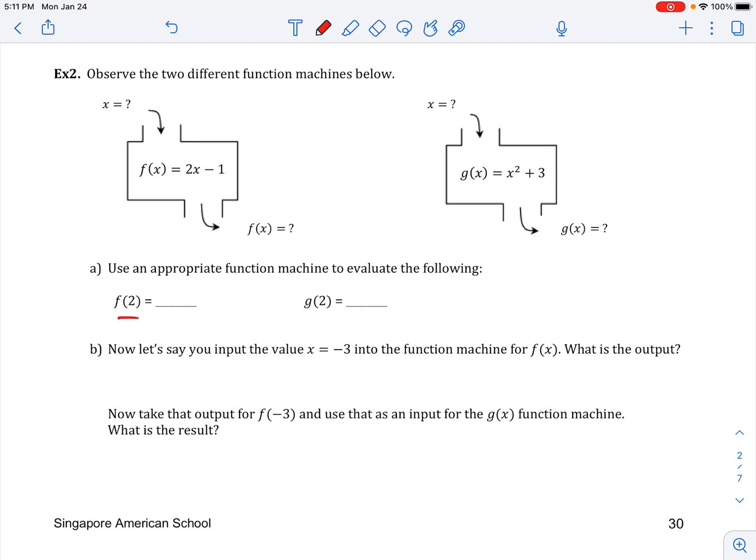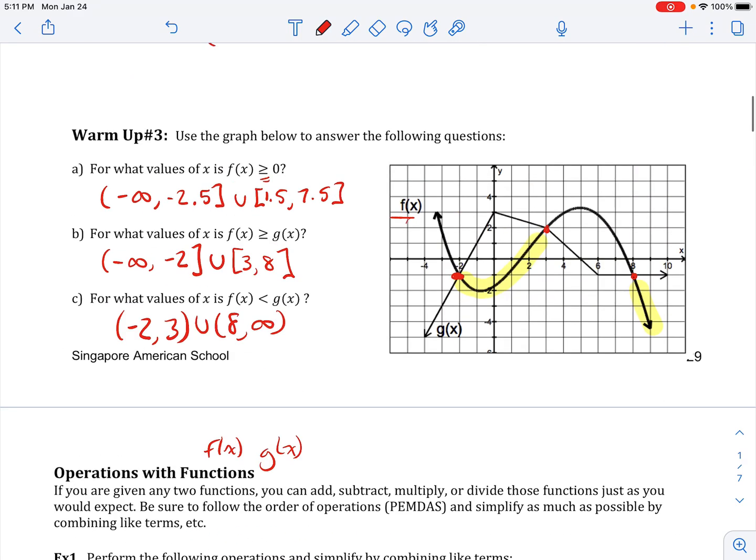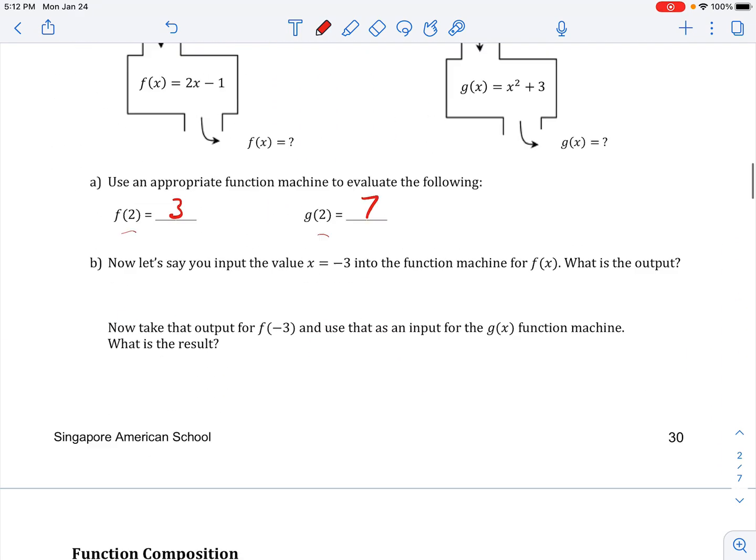So f of 2 means we're going to put 2 in here, and we're going to see what gets spit out. That just means f of 2 is, I put 2 in there, so it's 4 minus 1, which is 3. G of 2 is, if I put 2 in there, I would do 4 plus 3, and I get 7. So f and g do two different things to the number 2. I'm putting 2 into each one of these, but f turns it into 3 and g turns it into 7. Kind of like something like this, back in this function.